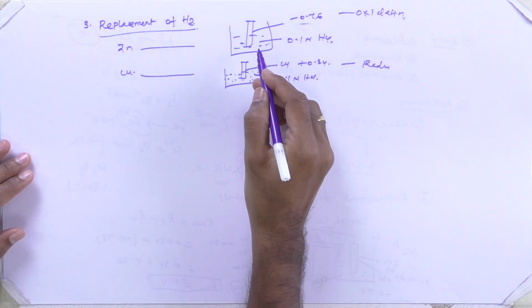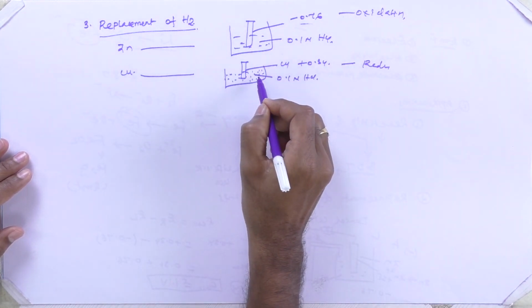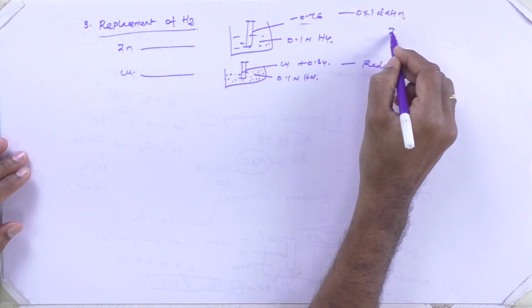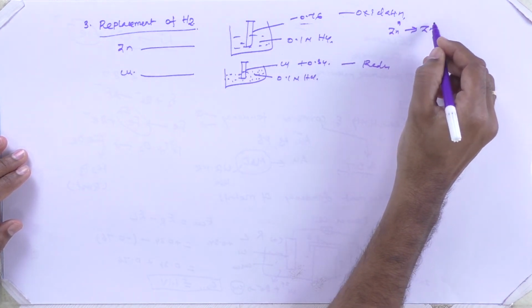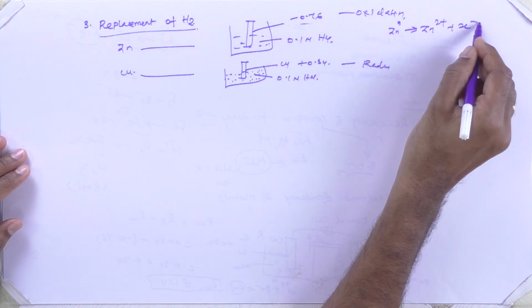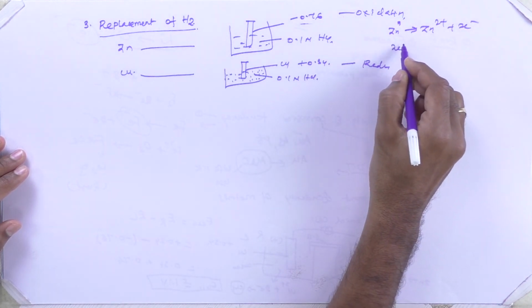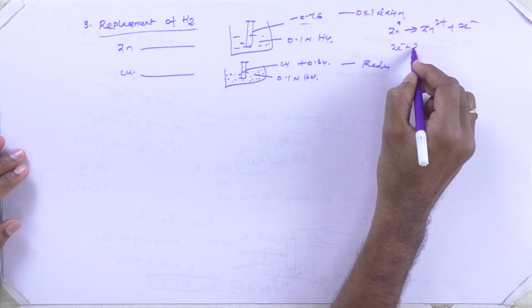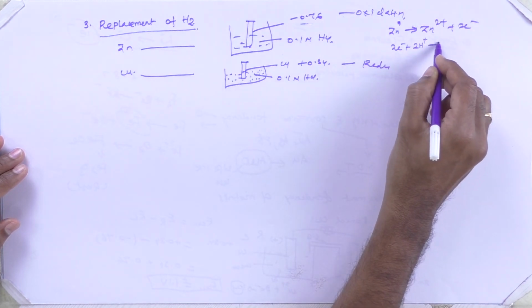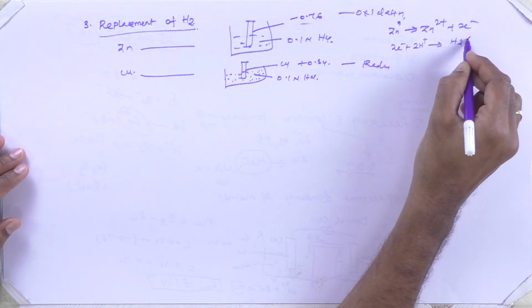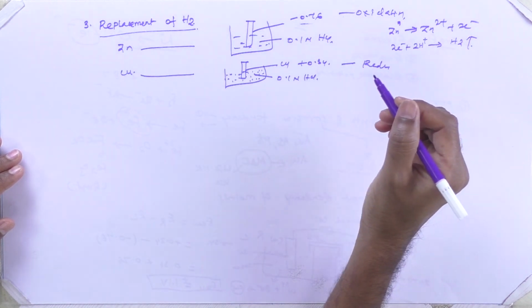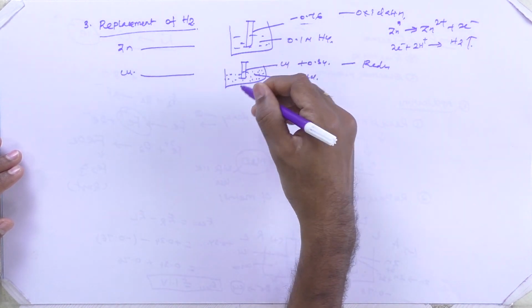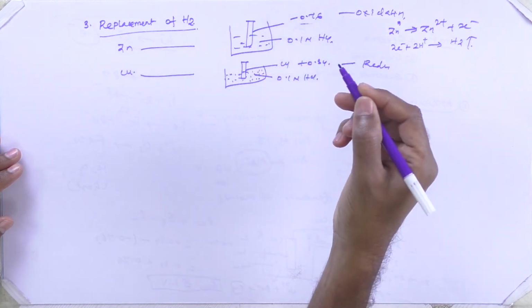So when you place the metal rod in the corresponding H+ solution, zinc will undergo oxidation: zinc will be converted into Zn2+ and release 2 electrons. The released 2 electrons will then react with 2H+, which is available in the solution compartment, and it gets reduced and converted into hydrogen gas. So when you place the zinc rod, it will replace hydrogen from the H+ solution.